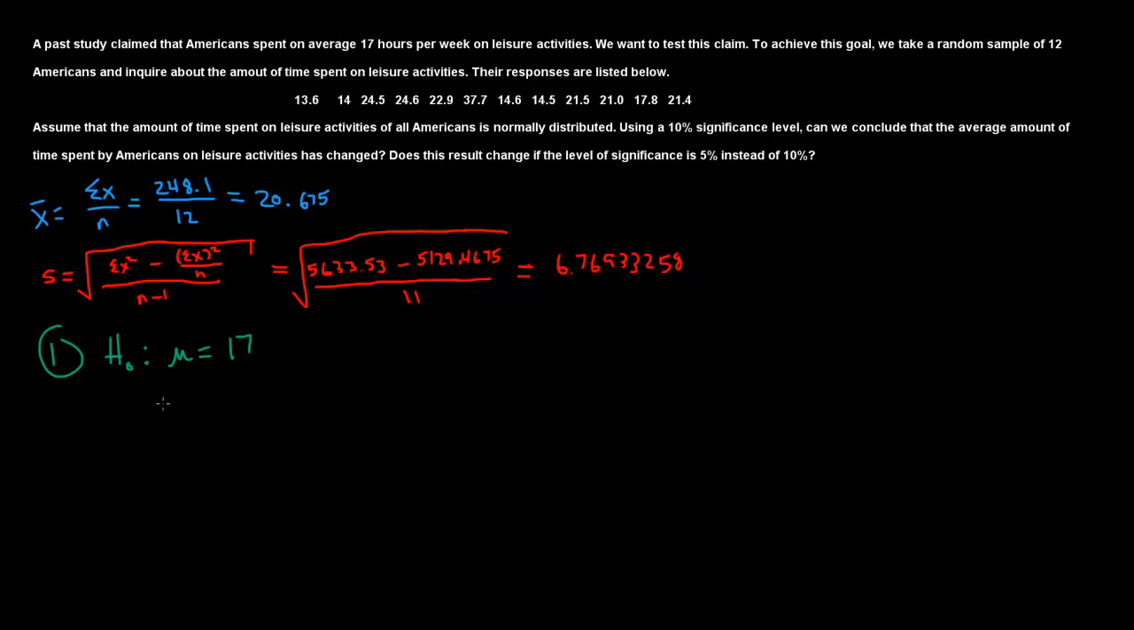Now the alternative, we have to read the text to figure out what we should make the alternative. It's either going to be mu is greater than 17, mu is less than 17, or a combination of both, mu is not equal to 17. So let's read here. Using a 10% significance level, can we conclude that the average amount of time spent by Americans on leisure activities has changed? Notice it doesn't say is the average amount of time less than it used to be, or is it more than it used to be? It just says, has it changed?